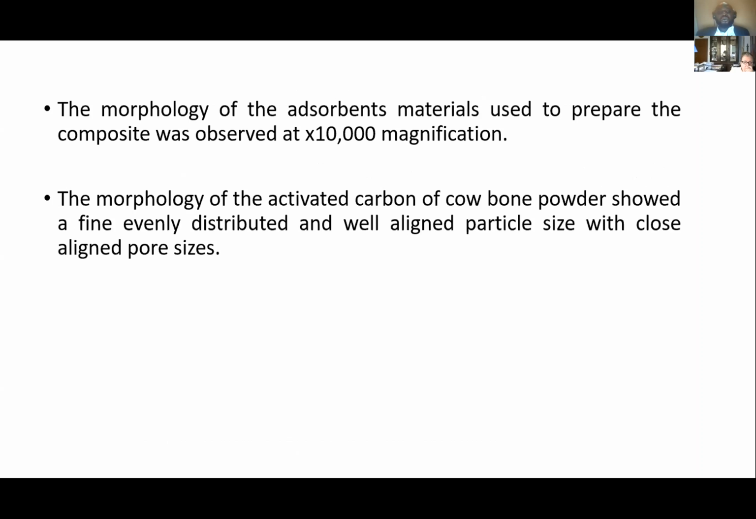The morphology of the activated carbon powder showed fine, evenly distributed and well-aligned particle sizes with closely aligned pores, which creates active sites for the attachment of the adsorbate on the surface of the adsorbent.